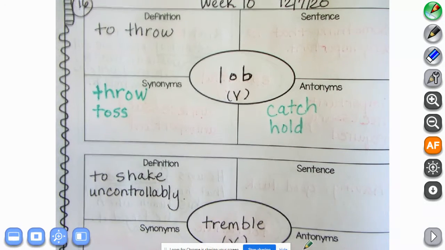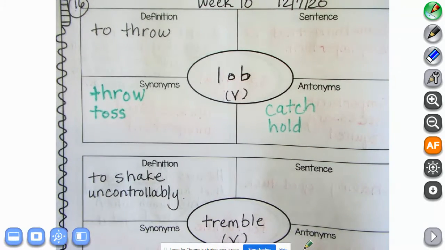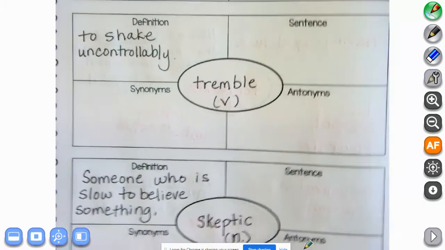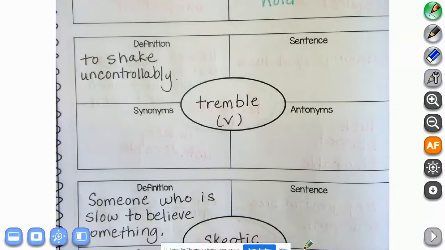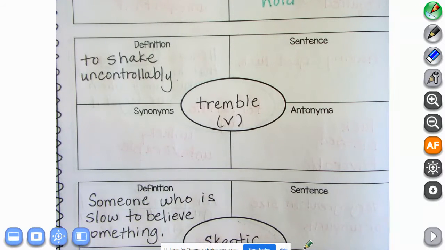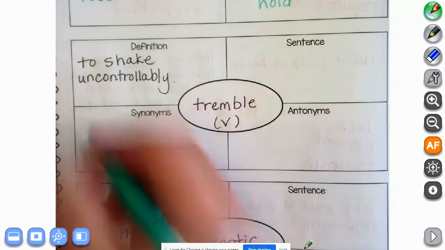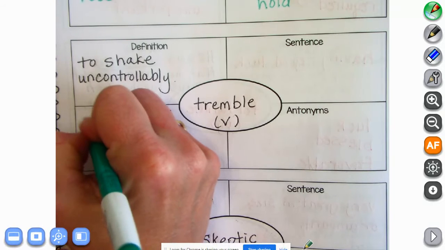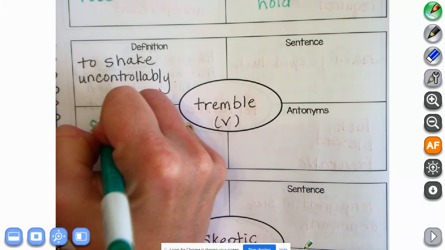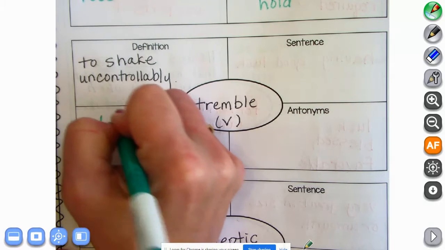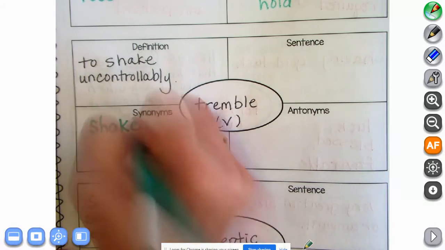All right. If you're still writing, go ahead and push pause. I'm going to move down to the next word. All right. The next word is tremble. It's a verb also. It means to shake uncontrollably. So you can't stop it. So one of the words that we could use out of our definition is shake. S-H-A-K-E. Shake.